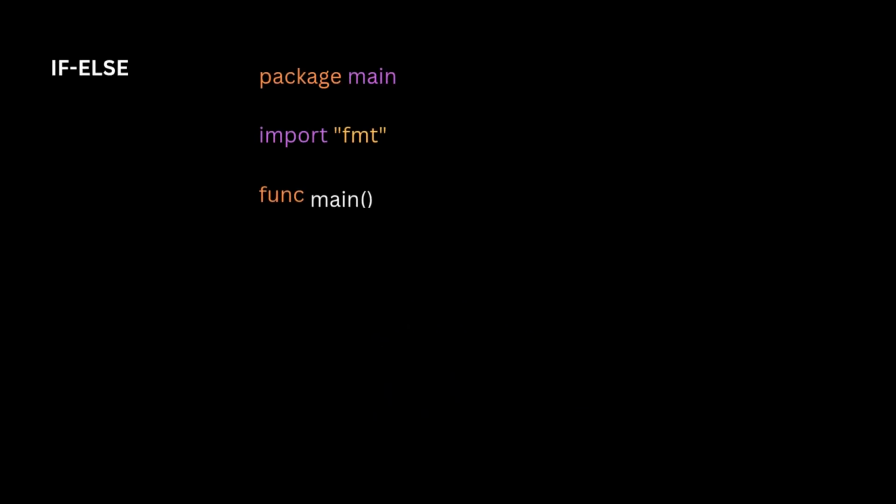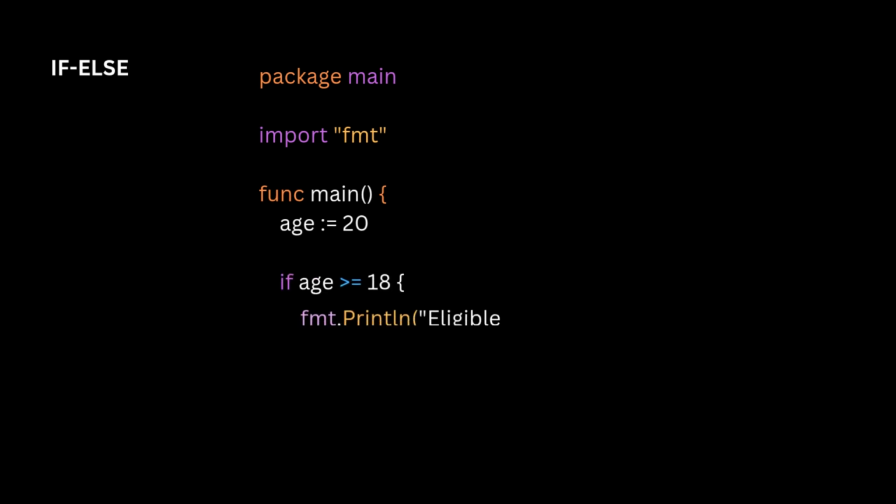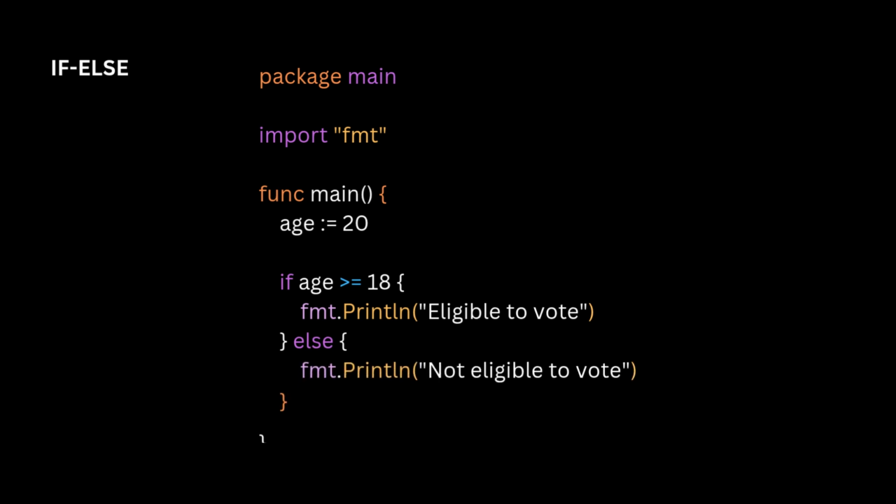Now let's learn how Go makes decisions using if-else statements. An if statement checks whether a condition is true. If it is, the code inside the if block executes. Otherwise, the code inside the else block runs. In this example, we check whether the person's age is greater than or equal to 18. If the condition is true, it prints eligible to vote. Otherwise, it prints not eligible to vote. This allows our program to make decisions based on different conditions.